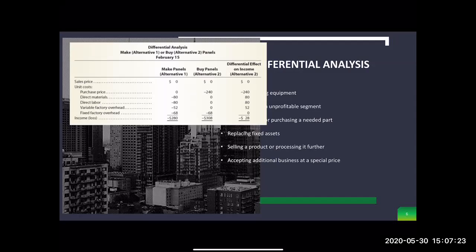So in our example here, we have a car manufacturer and they're trying to decide whether they should make the panel or go to an outsider, outsource it and buy it from a supplier, or buy the panel. In looking at these two alternatives, number one is to make the panel. So there's no sales price considered because we are not going out to buy it. We're making it in-house. But the things that we do need to account for are the purchase price, which there is none, the direct materials that's needed, the labor, variable factory overhead, and fixed factory overhead. So in order for us to make this panel, it will cost us a total of $280.